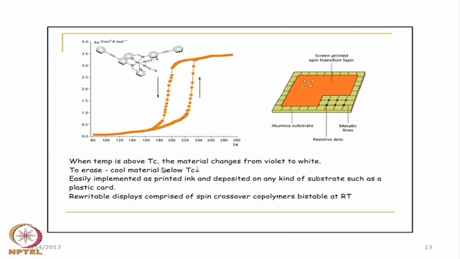When the temperature is above Tc, the material changes from violet to white, so there will be a color change. To erase, cool the material below the Tc; there is a corresponding transition temperature which can be used for writing on the material. These are the latest technology, people can use it, for example printing based on the corresponding spin change. The spin transition layer is deposited, then we have the metallic line, alumina substrate and resistive dots. It is easily implemented as a printed ink and deposited on any kind of substrate, so we can go for printing such as on a plastic card. So rewritable displays comprise spin crossover copolymers bistable at room temperature. That means in one case it will be stable in the high spin state and in another case in the low spin state.